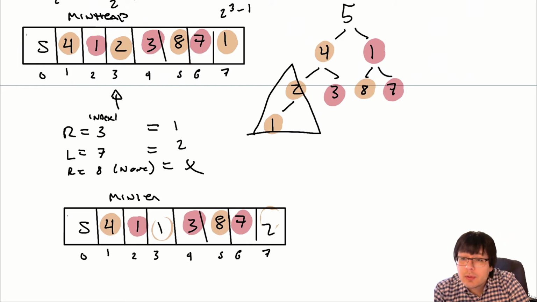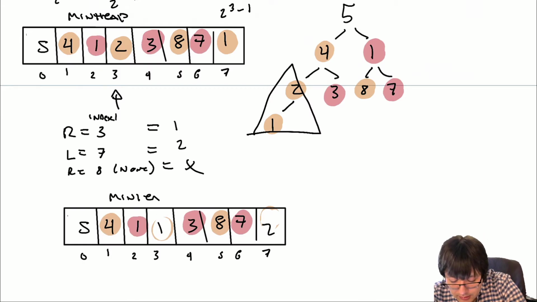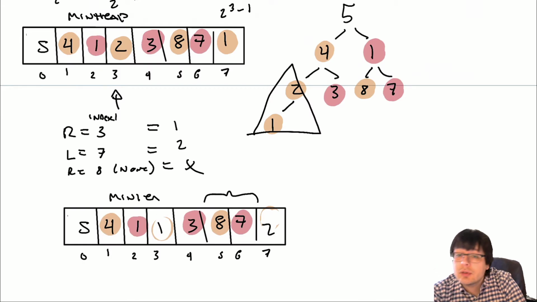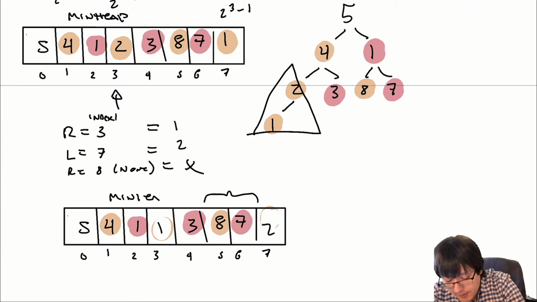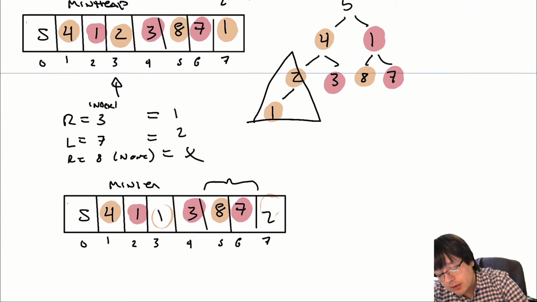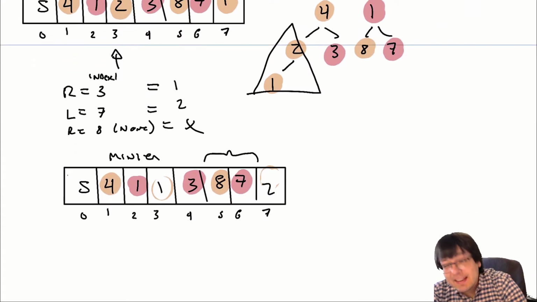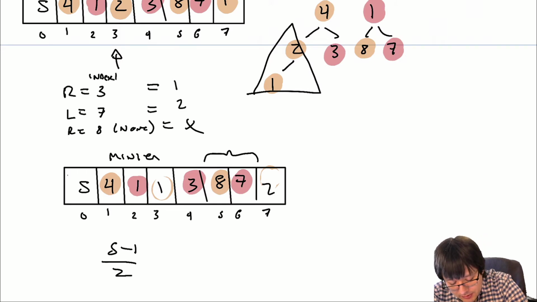So now the next one is the 8 and the 7, which you can see are the next 2 right there. Okay? So if you want to compute the parent of that, just take 8 minus 1 divided by 2. Well, not 8, sorry, the index 5 minus 1 divided by 2. That's equal to 4 divided by 2, which is equal to 2.